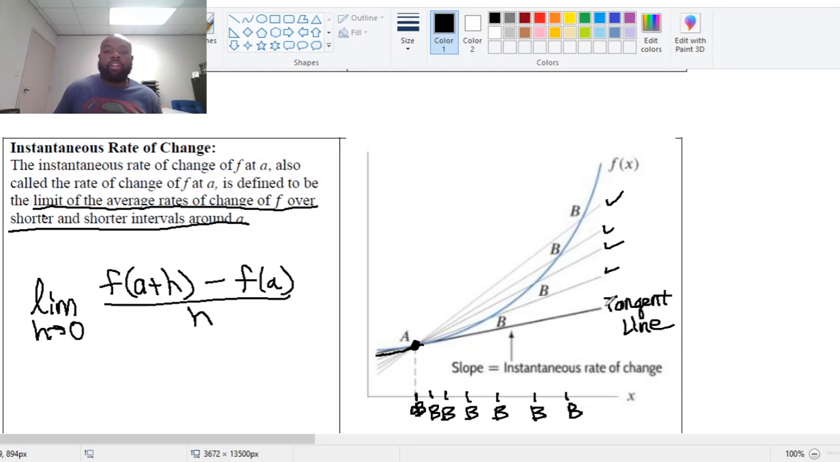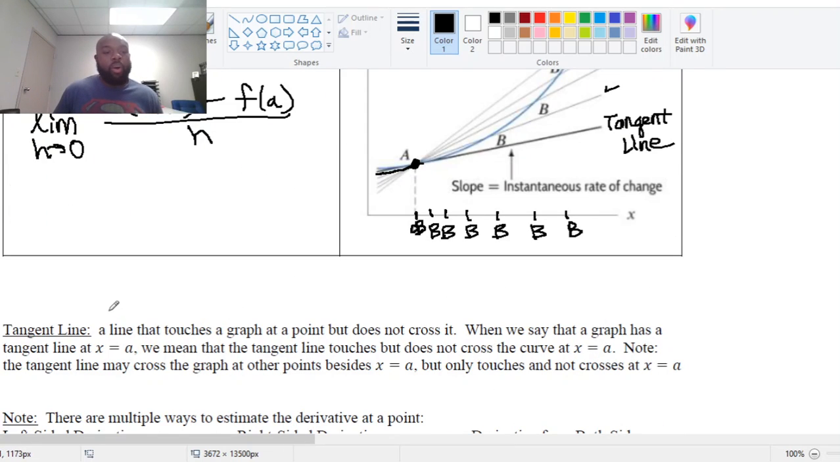Again, the instantaneous rate of change is the slope of this tangent line. And if you want a definition of a tangent line, it's a line that touches a graph at a point but does not cross it, all right? Now, I'm going to be particular here. When we say that a graph has a tangent line at x equals a, we mean that the tangent line touches but does not cross the curve at x equals a, but we don't mean that it can't touch at some other point. It can actually touch at that point, but it's tangent to the graph at that point.